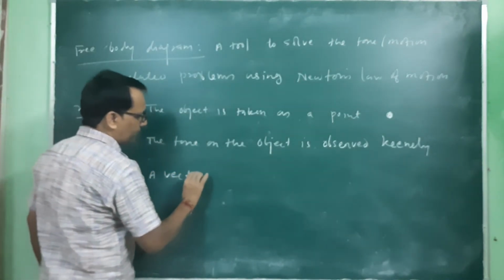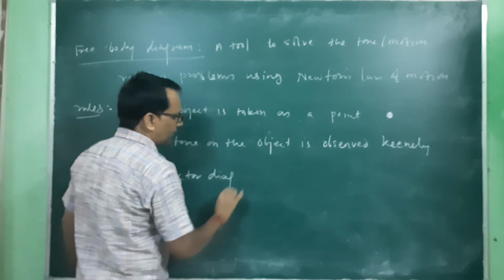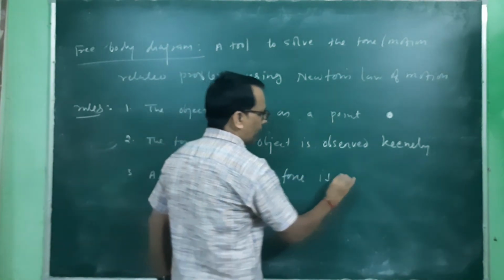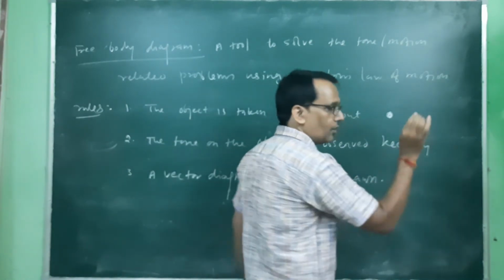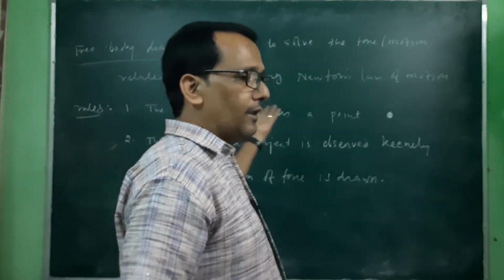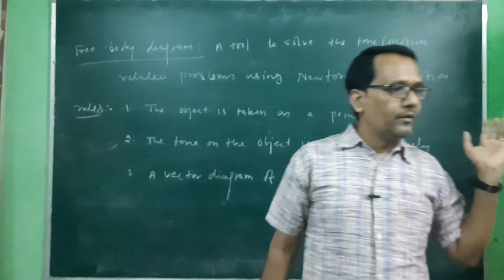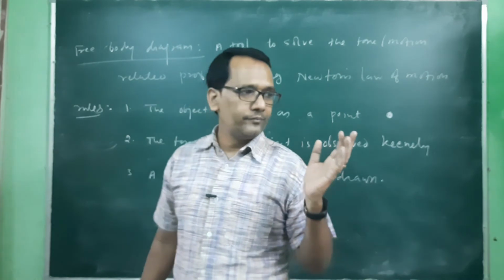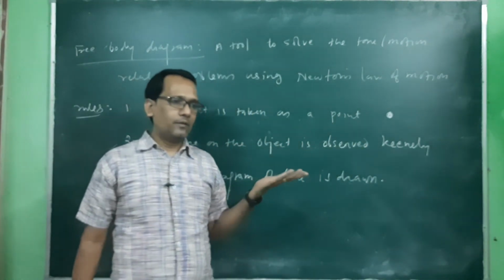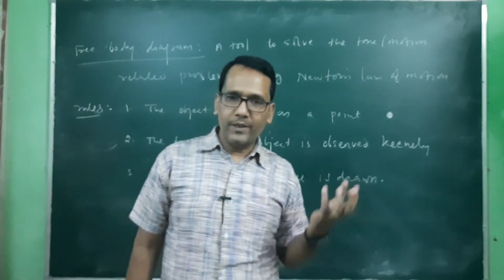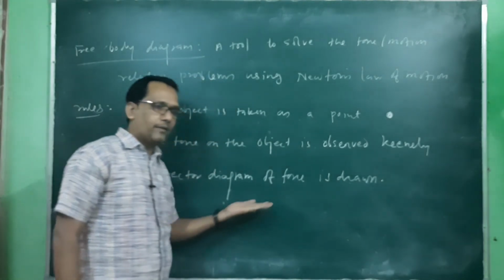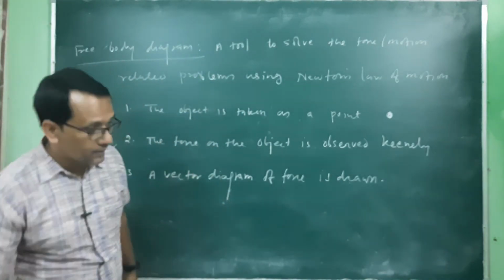vector diagram of force. और उस फोर्स का एक वेक्टर डायग्राम ड्रॉ किया जाता है। This is known as the free body diagram. Okay, so free body diagram is a simple diagram. Depending on the nature of the force, the object is taken as a point and we draw the vector diagram of that force. चलिए कुछ examples लेकर के देखते हैं.